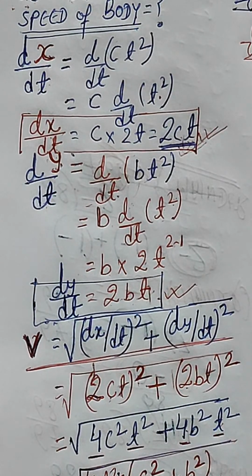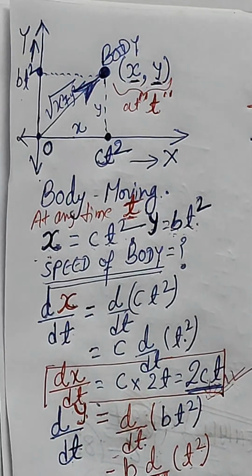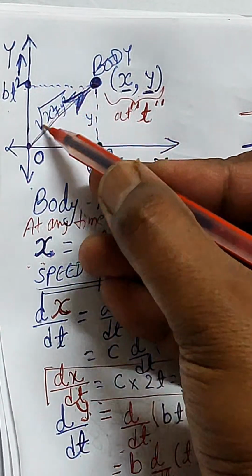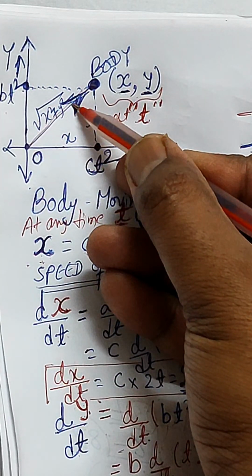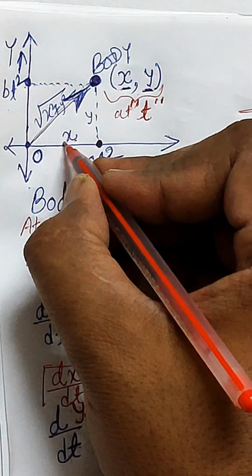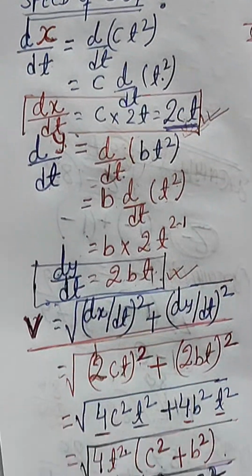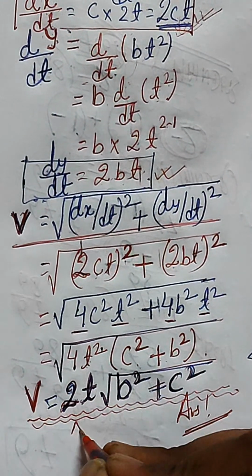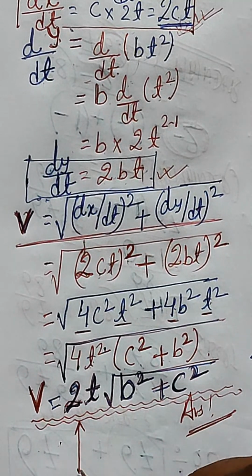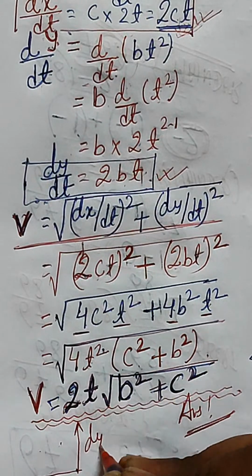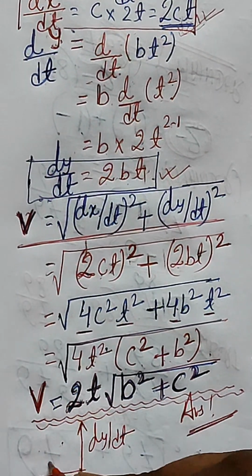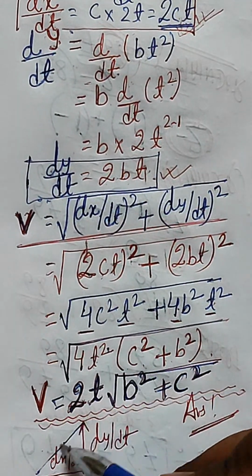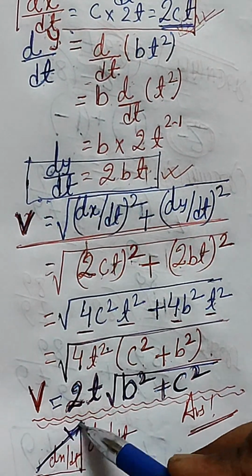Now if you remember vectors, if the x component and y component are given to you, then what will be the resultant? It's root over of x square plus y square, right? So here the x component of the velocity and y component are given to you. Here dy by dt and dx by dt are given, so the resultant vector will be this one, right, isn't it?